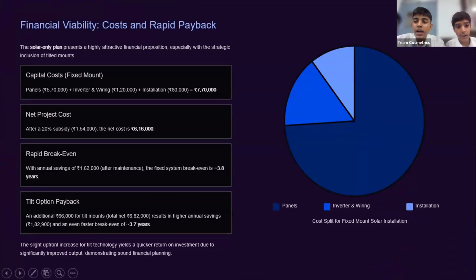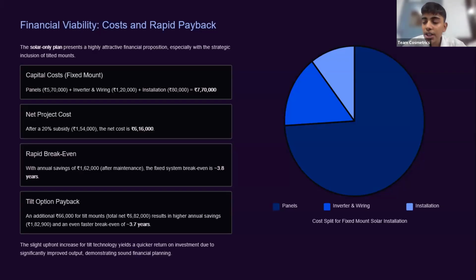Now here I am again to explain this part in a more brief way. We start off with panels that cost about 5,70,000, as my friend Ayansh told in the calculation above. The inverter and wiring cost will add up to about 1,20,000, and with installation the total will be 7,70,000. After the 20% subsidy given by the government, we subtract 1,54,000 from the above, and it will be 6,16,000. The school has paid this sum, 6,16,000, and to recover it, it will take around 3.8 years.